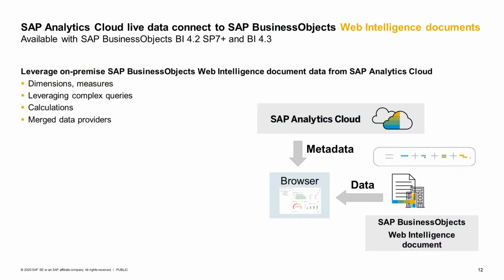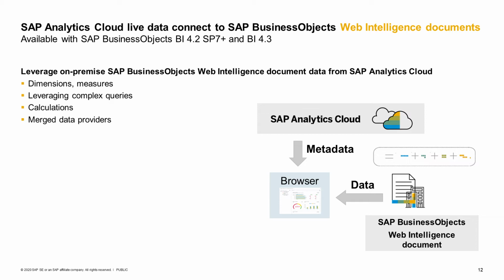So let's look now at our latest feature delivered in Live Data Connect, which is the access to Web Intelligence documents. This feature was released in LDC 3.1, which was our latest release delivered in September this year. As a reminder, new Live Data Connect releases are delivered every quarter with the same rhythm as SAP Analytics Cloud waves.